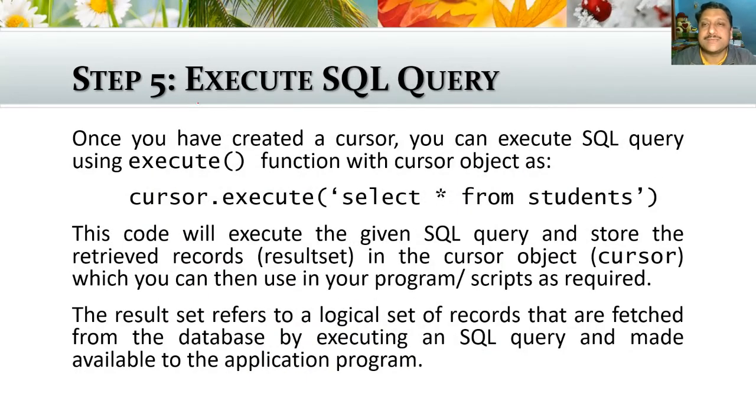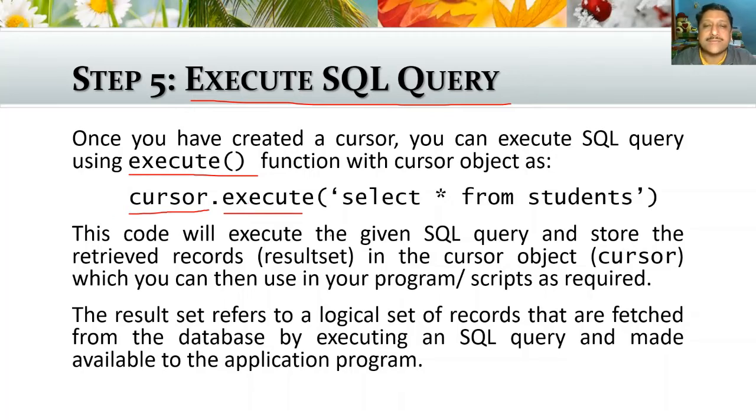Now the fifth step is to execute the SQL query, and this can be done with the help of the execute function, which is available with the SQL connector library. We use the cursor object to execute a query. So cursor dot execute, and within single quotation marks and brackets we give the command, something like select star from student. Only this one line command we have to give to execute an SQL query.